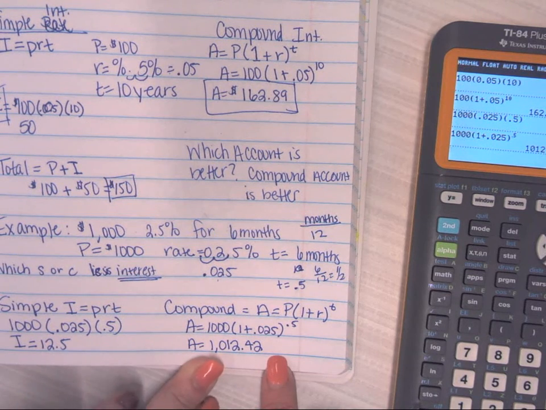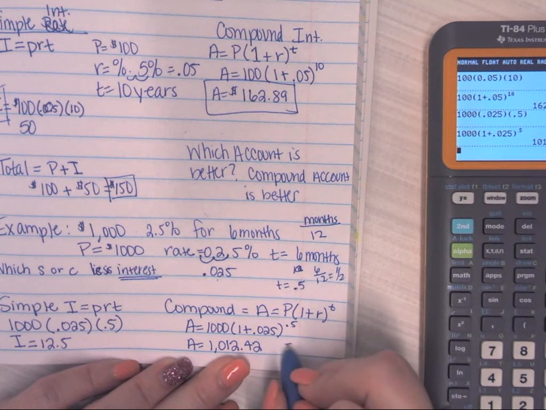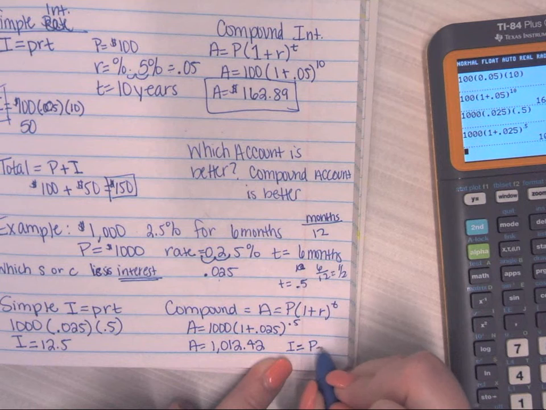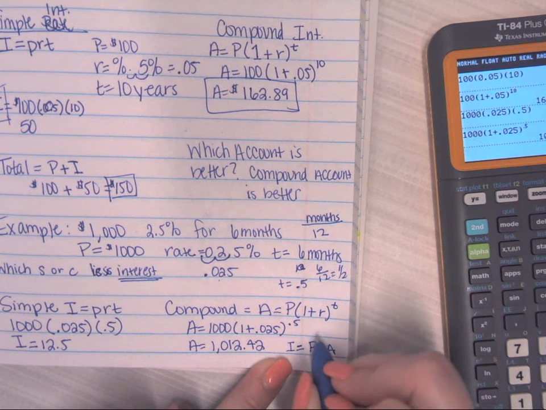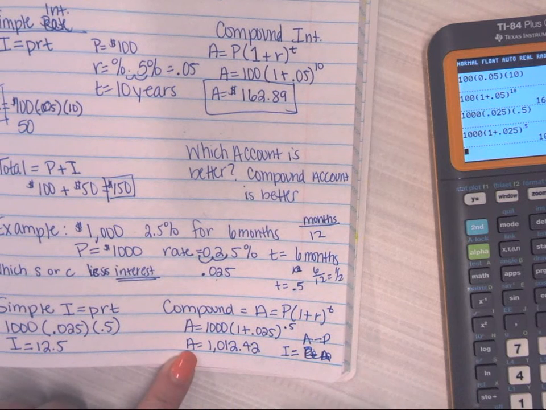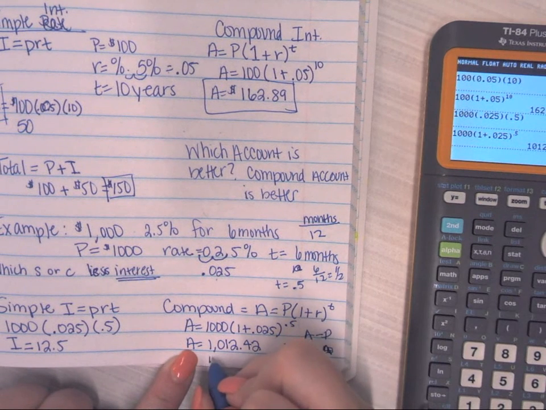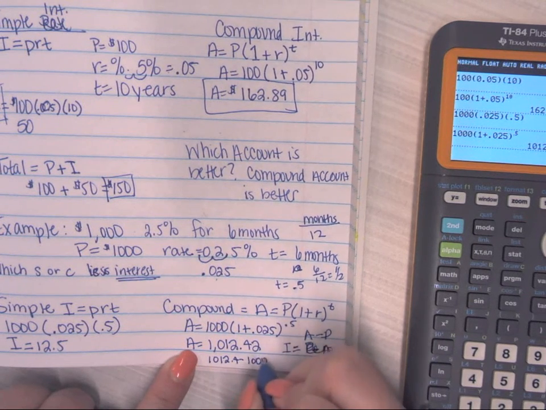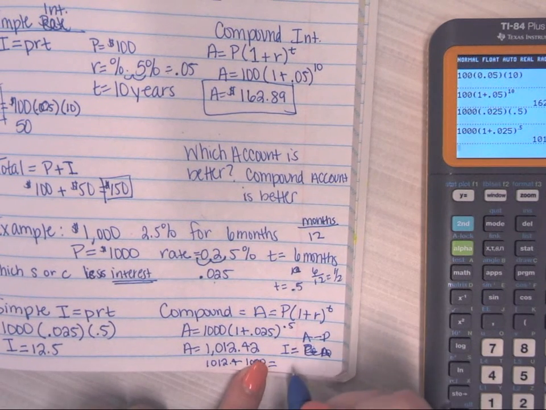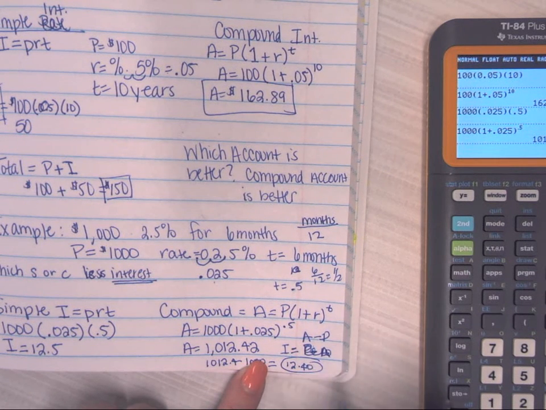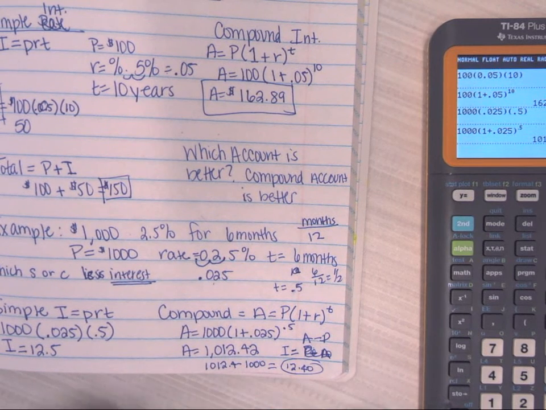If I want to know just my interest for this one, my interest is going to be my amount of money minus my principal. So 1,012.42 minus my principal, how much I borrowed, and I get $12.40. So I still pay less interest, by 10 cents less interest, when it's compounded.